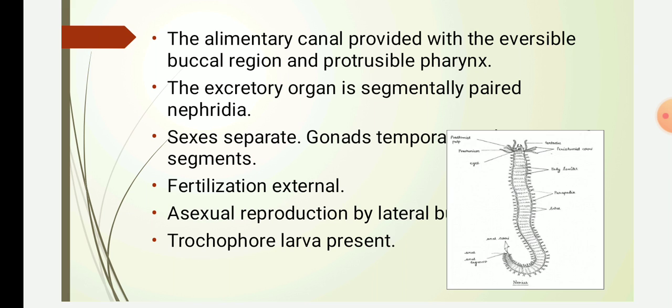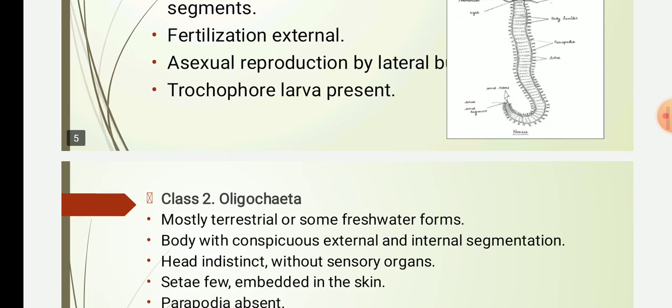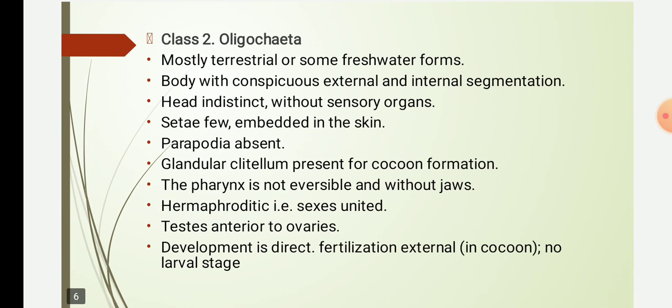Then the example of class Polychaeta is Nereis. Okay. Then next class is class Oligochaeta. This class Oligochaeta are the annelids having setae arranged individually. They are mostly terrestrial and some are freshwater forms.